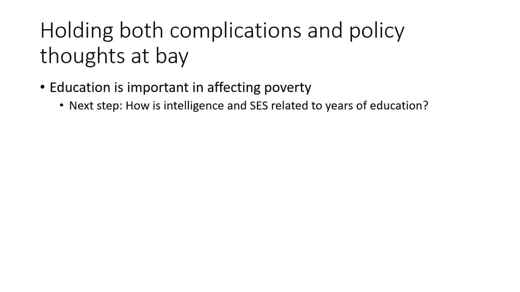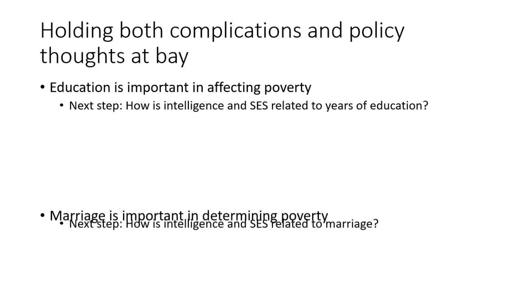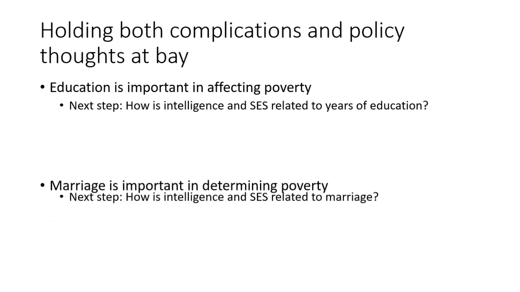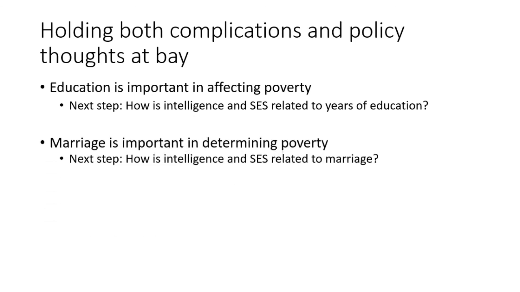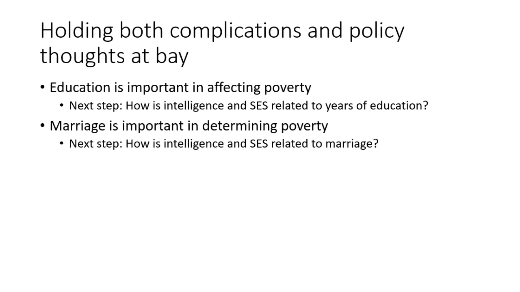So next, marriage is important in determining poverty. So we ask the question, how are intelligence and socioeconomic status related to marriage? The authors are going to start to do this in the subsequent chapters, and we'll see this. All of this, again, is encompassing part 2, which is social classes and behavior.